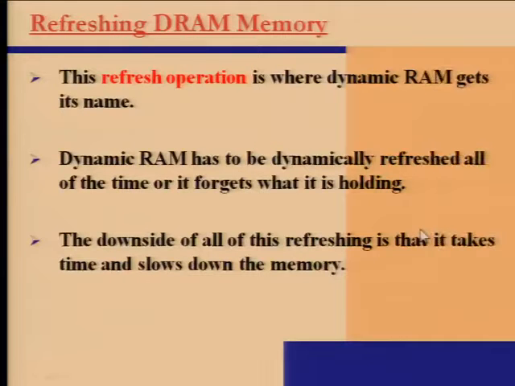Next we talk about refreshing DRAM. Just now we talked about DRAM needing to be refreshed constantly, otherwise the content will go missing. After a while, if you do not refresh it, the content will just disappear. This refresh operation is why it is dynamic RAM. Why do we call it dynamic? Because you need to refresh it constantly, not every 1 second, but every millisecond or nanosecond. DRAM has to be refreshed because it forgets what it's holding.